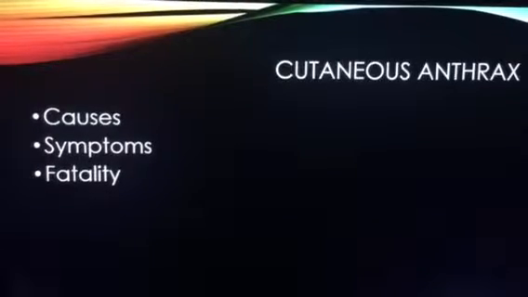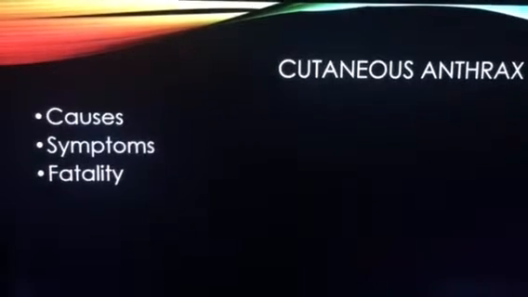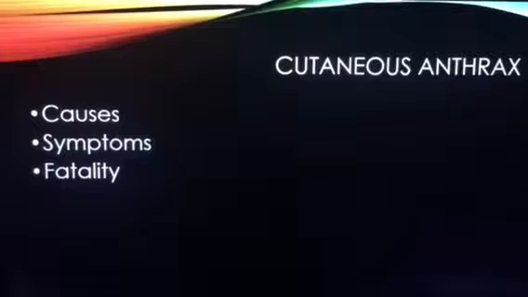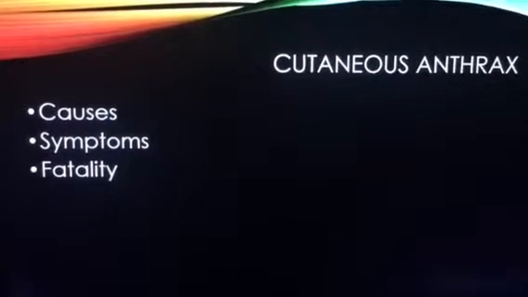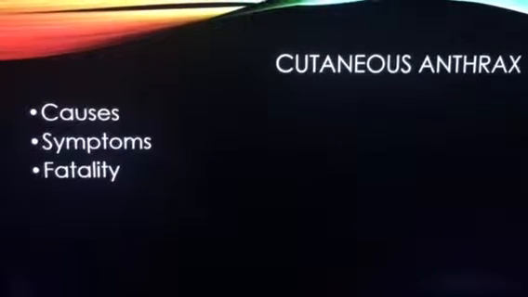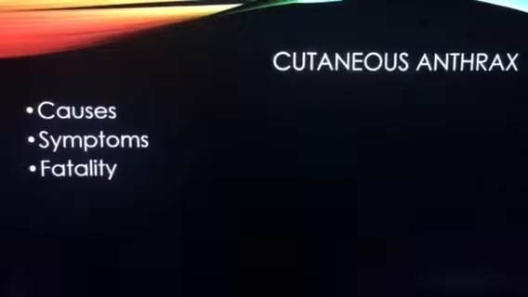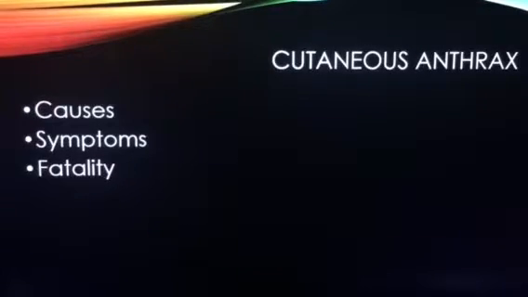The first one we'll be focusing on is cutaneous anthrax. This occurs when people touch contaminated animal products like wool, bone, hair, and hide. A symptom of this would be a skin lesion, which is rarely painful, but if left untreated, the infection can spread and cause blood poisoning, which is fatal in 1 in 20 cases.